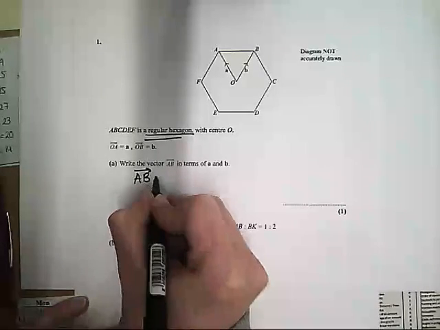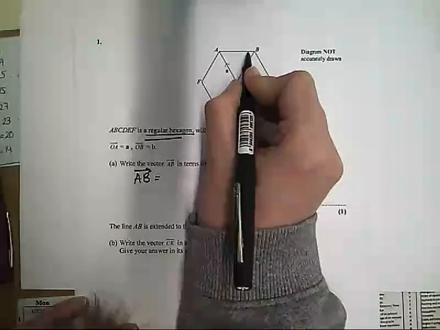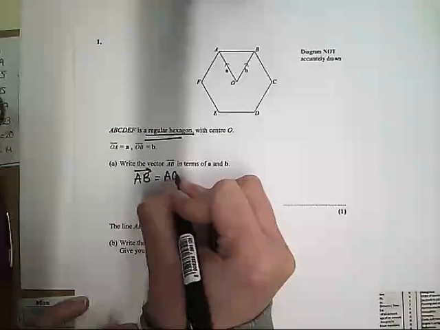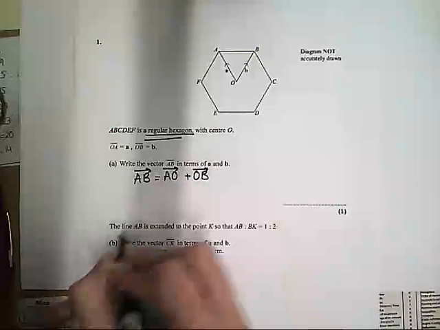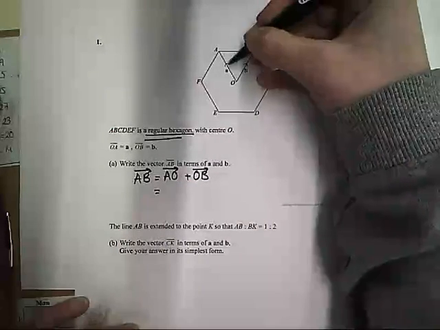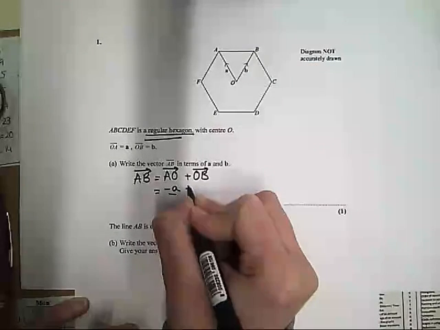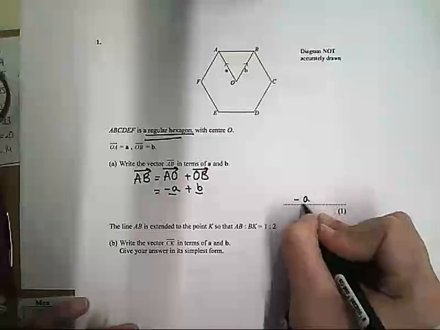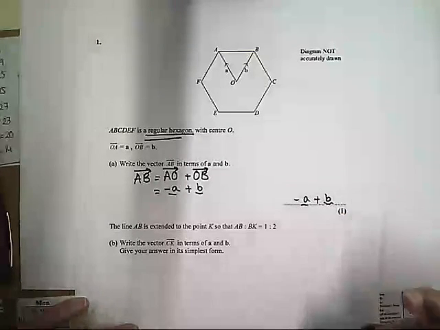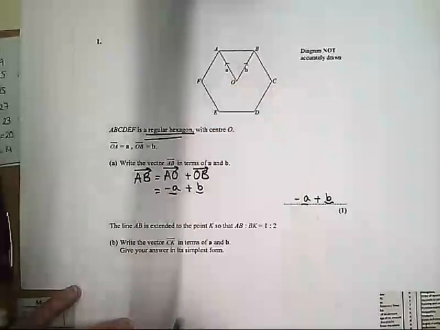To get from A to B, I can't go directly from A to B because I don't know what that vector is, so I'm going to have to go from A to O, and then from O to B. So A to O is going against the flow of the arrow, so that's minus A, and O to B is going in the same direction as the arrow, so it's minus A plus B. You can write it as B minus A, that means the same thing, but that's how you get from A to B, minus A plus B.